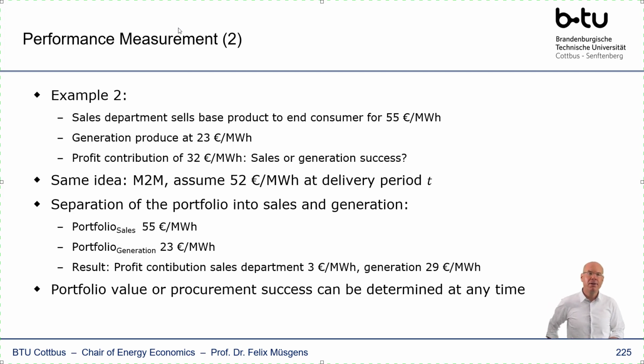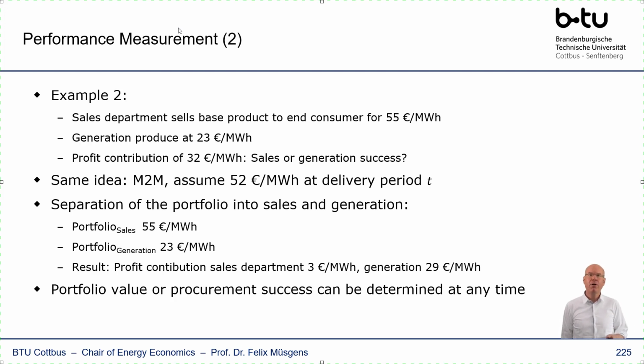Okay, a second example. The sales department sells a base product to a retail customer for 55 euros per megawatt hour, and you produce it yourself within your company with a generation asset which has variable production costs of 23 euros per megawatt hour. This time the profit contribution is even more impressive. It's a stunning 32 euros per megawatt hour. Again, is it a sales or a generation success?